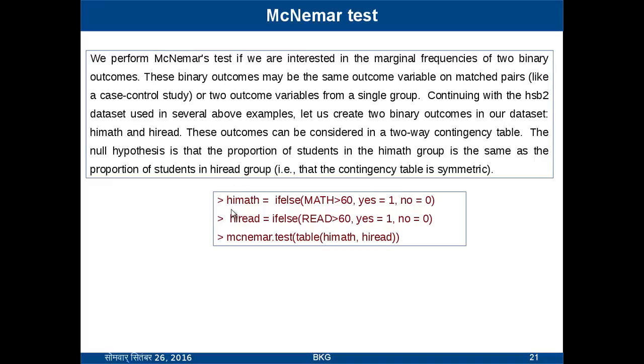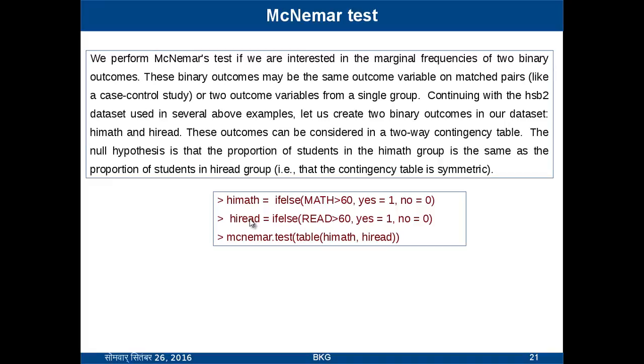Now the high math variable is created for those respondents whose math score is above 60, and it will be coded as 1, otherwise it will be 0. That means this variable will have value 1 if the math score is 60 or above, and will have value 0 if the math score is less than 60. Similarly, we will create the high read variable.